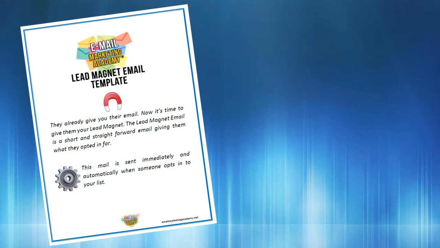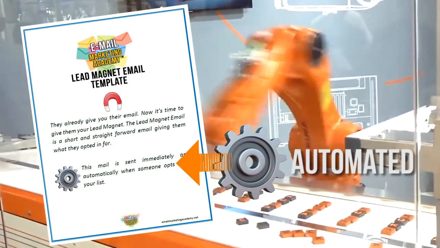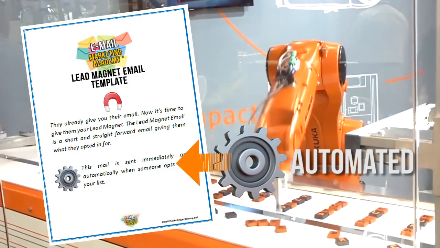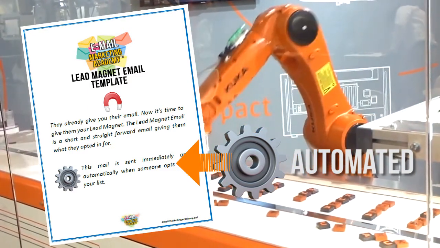This is the simple email that a new subscriber will get once they opt in to your list. This email contains the link to download your lead magnet. That is why this mail will be sent immediately after someone opts in. This action will be automated, meaning your email service provider or your landing page service will automatically send this email on your behalf.